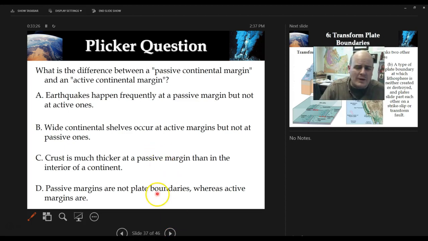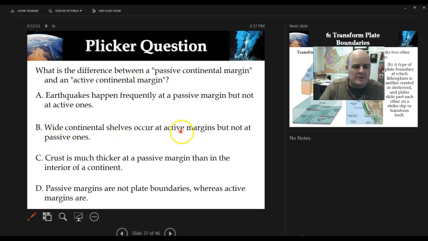So this is a question that I wanted to remind yourself. What's the difference between a passive continental margin and an active continental margin? Now remember, a passive continental margin means that there is no subducting slab, which means there's not very much tectonics there, not very much volcanics, not very many earthquakes. The question here: earthquakes happen frequently at a passive margin, but not active ones. That's false. That's opposite, right?